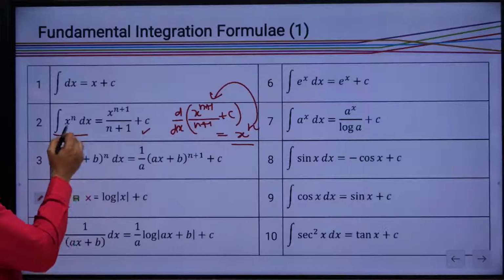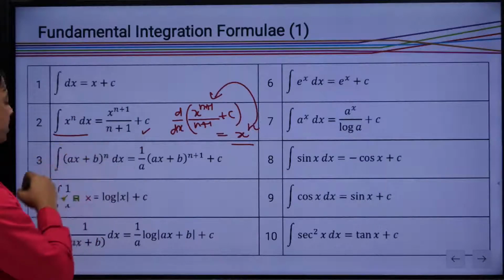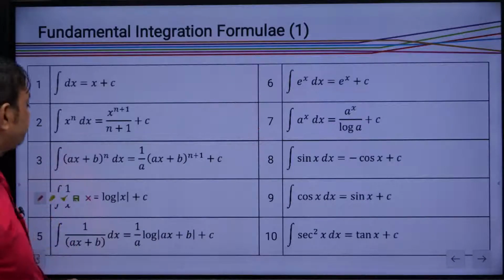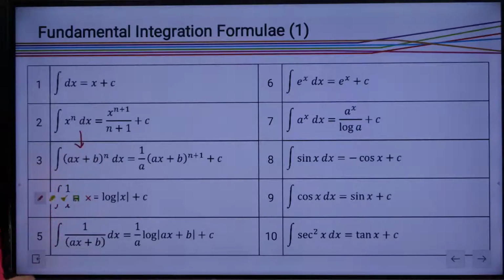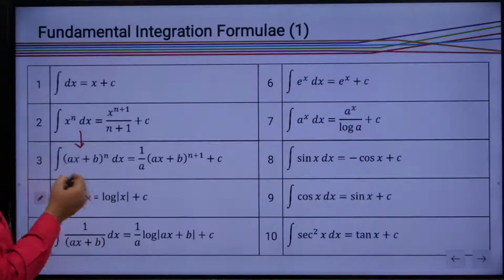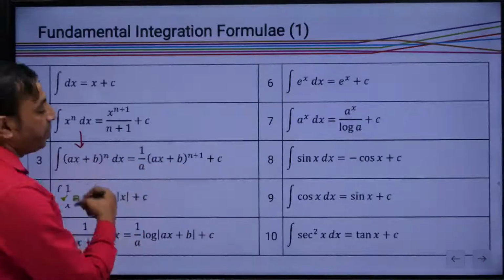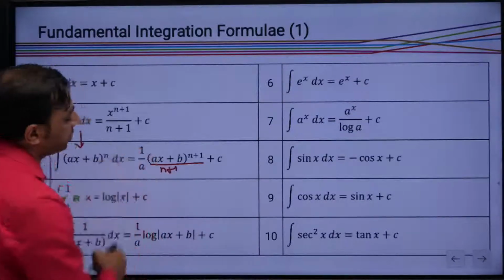So this is the integration of x to the power n dx, which is x to the power n plus 1 upon n plus 1 plus c. Integrating constant we need to add every time. Now, a more general formula for x to the power n: if we have ax plus b to the power n dx, the formula will be 1 upon ax plus b to the power n plus 1 upon n plus 1.